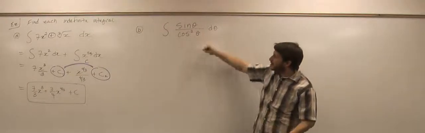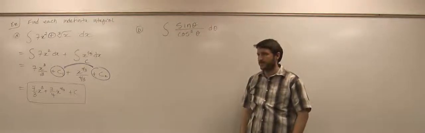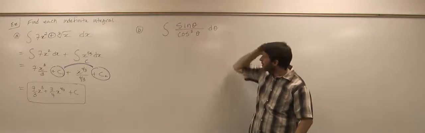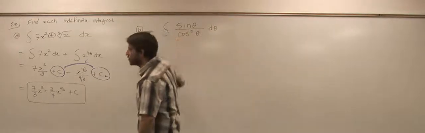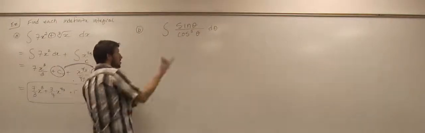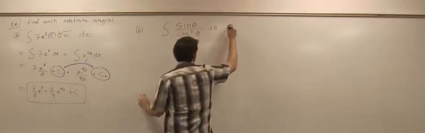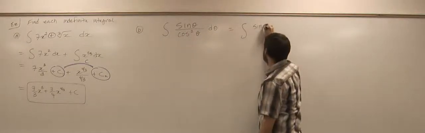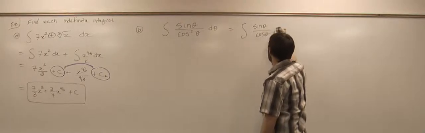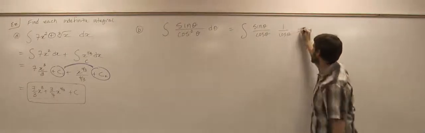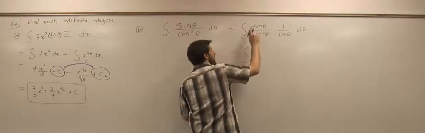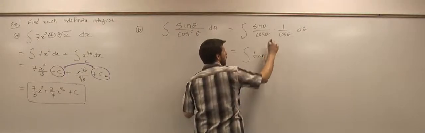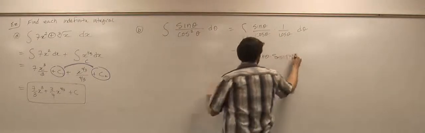So I want to somehow make this look like the derivative of something. Because of the cosine on the bottom, I know I could have a secant in here, and I also know I have a sine and a cosine, that might be a tangent. So to actually do this integral, you have to rewrite this as sine theta over cos theta times 1 over cos theta, because sine over cosine is tangent, and 1 over cosine is secant.